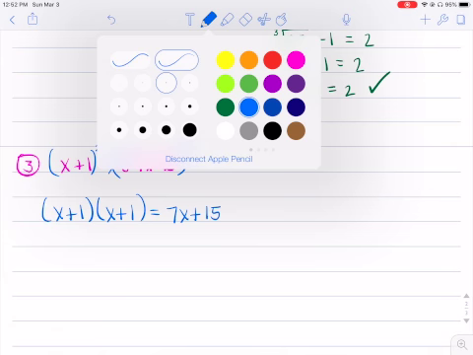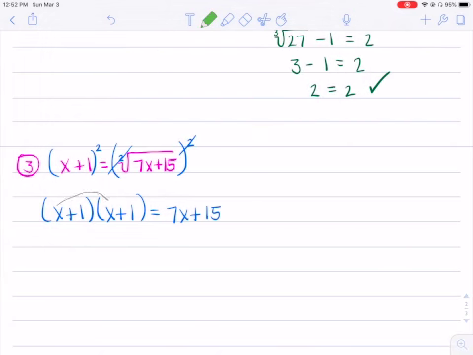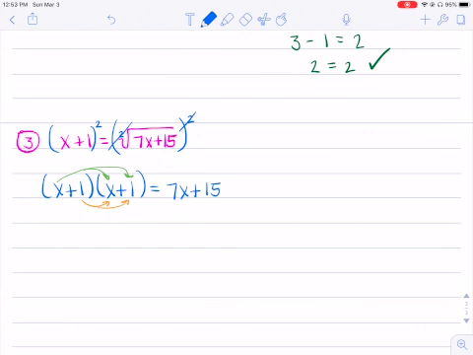I'm just going to distribute. So I'm going to distribute the x to both pieces, and I'm going to distribute the 1 to both pieces. So let's just go ahead and do that simple binomial multiplying. X squared plus x takes care of the green, and then plus x plus 1 takes care of the orange.